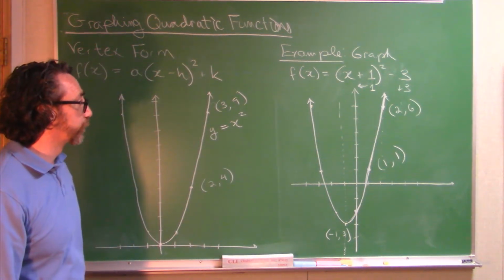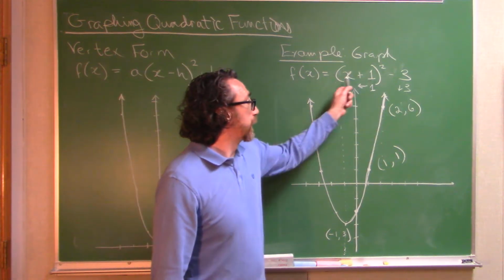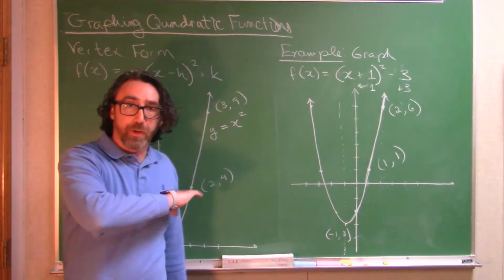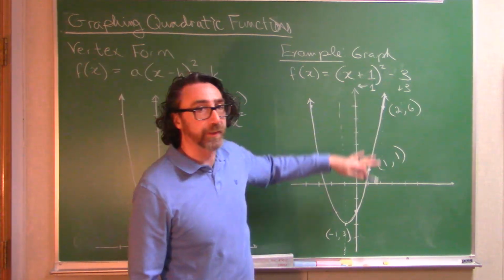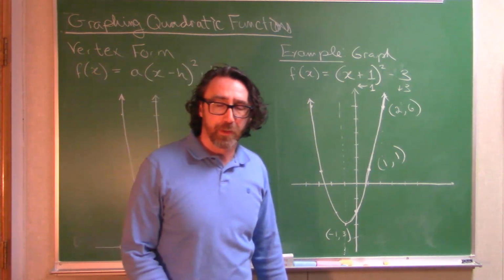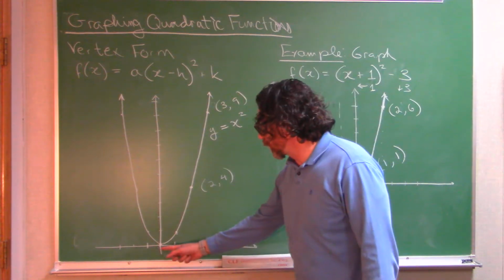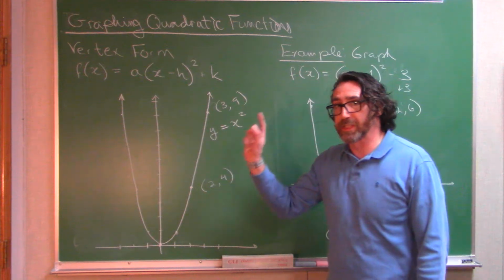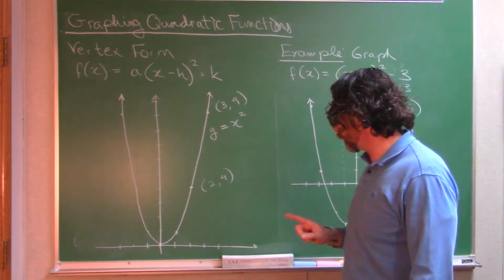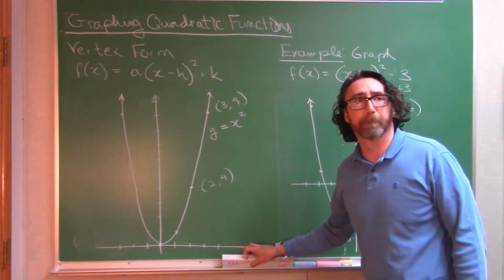All right, so inside the parentheses, you're dealing with your horizontal shifts, moving you to the left and to the right. Outside the parentheses, you're dealing with vertical shifts. And remember those jumps, 1, 3, 5, from the standard graph. All right, let me do another one for you.